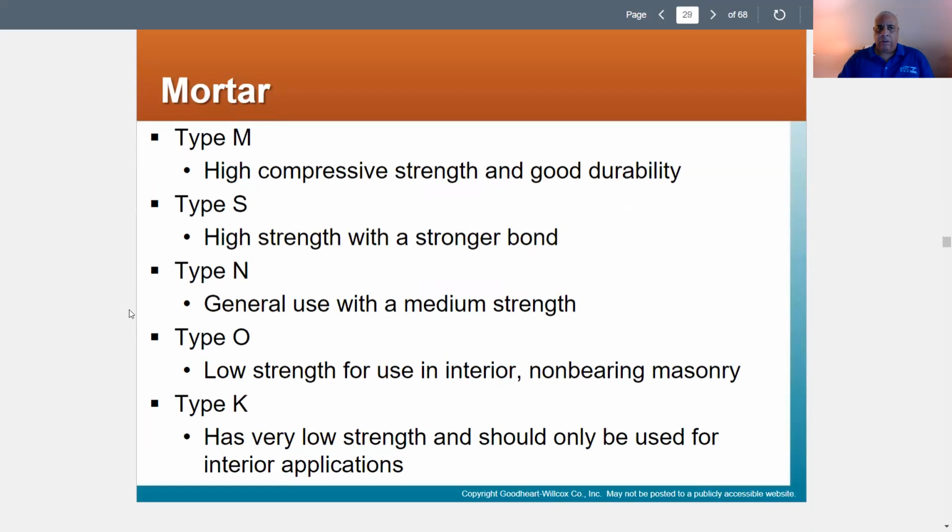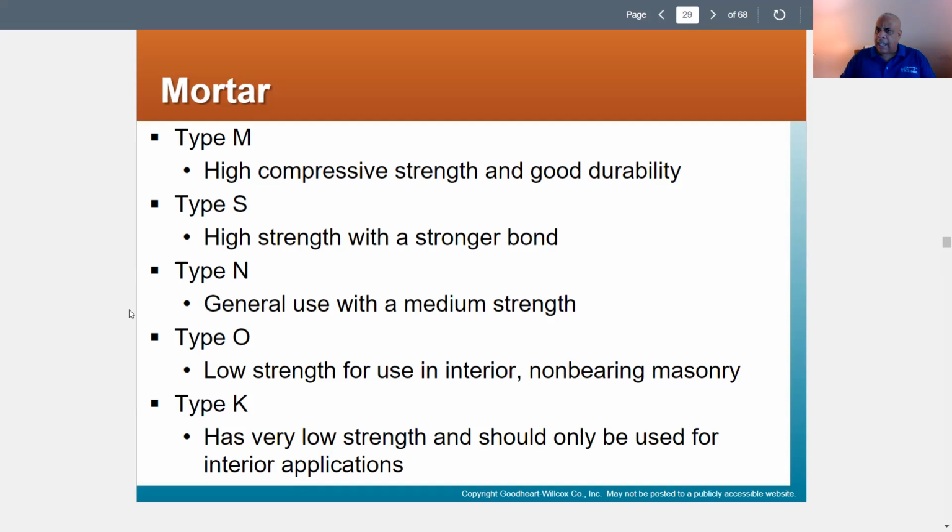And one of my favorites, mortar. Mortar is a good adhesive to actually cement brick together. You have your type M, your high compressive strength with good durability. Type S, high strength with a stronger bond. Type N, general use with a medium strength. Type O, low strength for use in interior non-bearing masonry. Type K has very low strength and should only be used for interior applications.